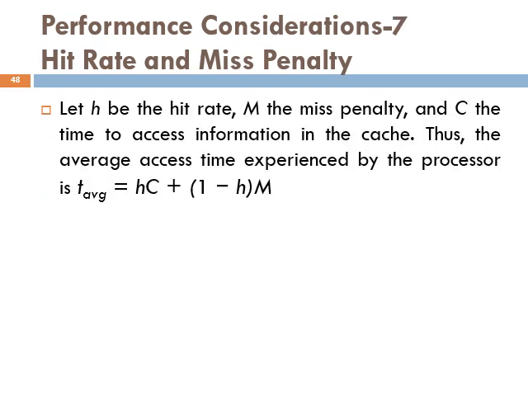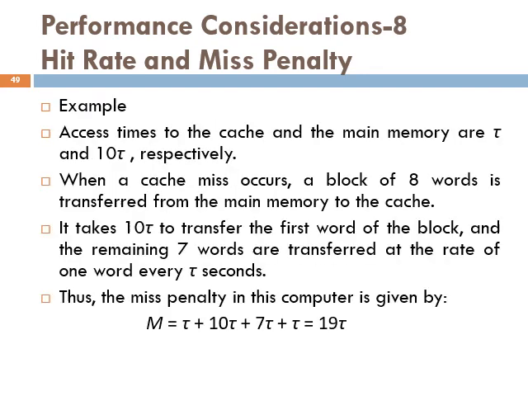Consider a system with only one level of cache. In this case, the miss penalty consists almost entirely of the time to access a block of data in the main memory. Let h be the hit rate, m be the miss penalty, and c the time to access the information in the cache. Thus, the average access time experienced by the processor is T average = h × c + (1 − h) × m, where h is the hit rate, c is the time to access the information in the cache, and m is the miss penalty.